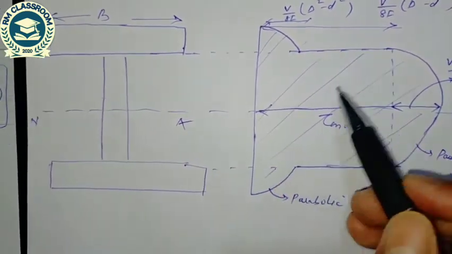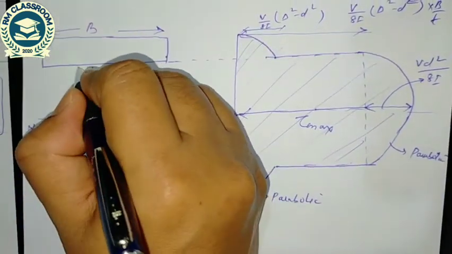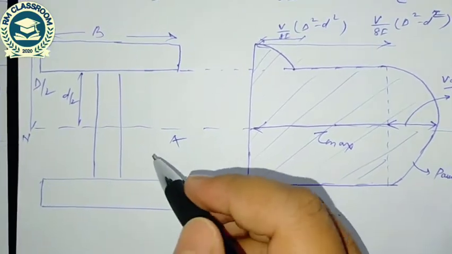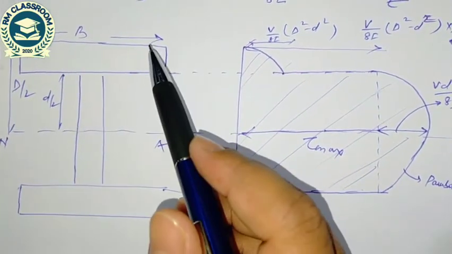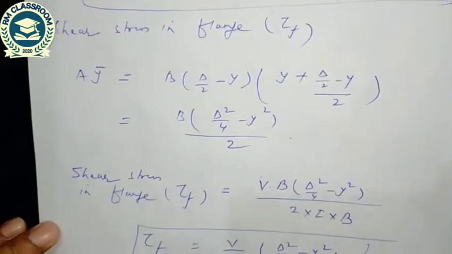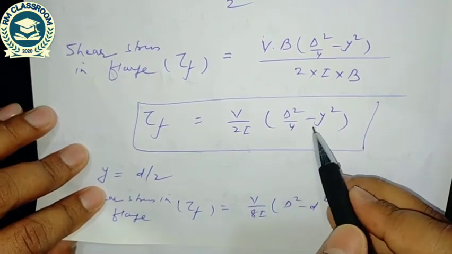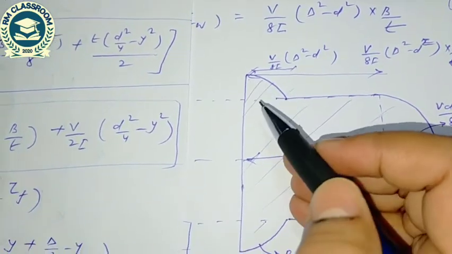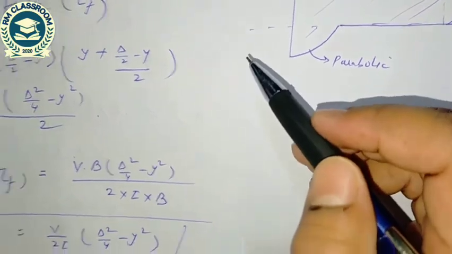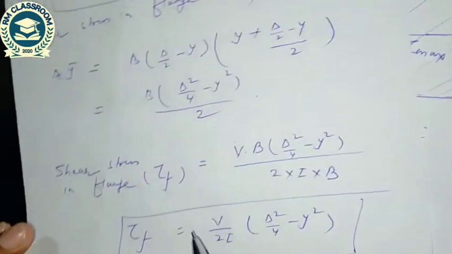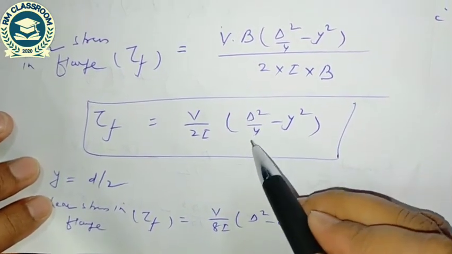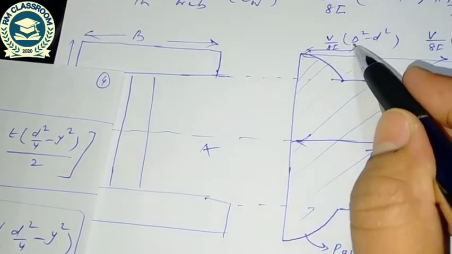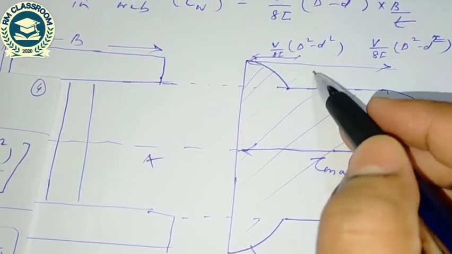This is the shear stress distribution when this distance is d by 2 and this distance is capital D by 2, and similarly it is symmetric about the neutral axis. So when y is equal to capital D by 2, we can see the shear stress in the flange: D square by 4 minus (D by 2) whole square, so it is coming 0. So shear stress is 0. Similarly, when y is equal to exactly d by 2, at this point, the shear stress in the flange is V by 2I (D square by 4 minus small d square by 4). So it is coming V by 8I (D square minus d square), as the 4 is taken out.